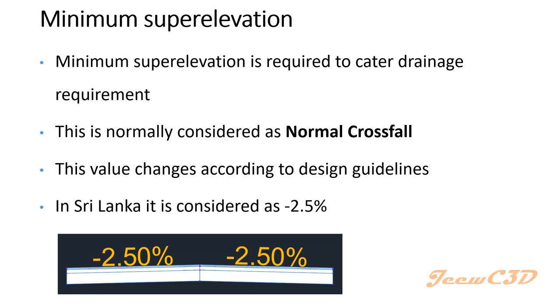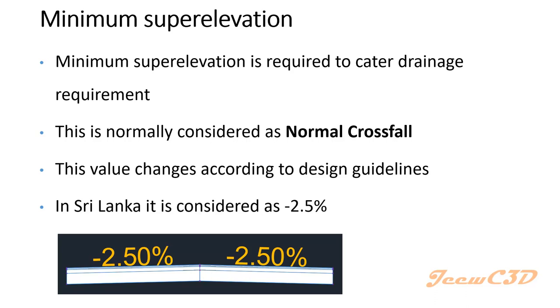The minimum super elevation is used to cater to the drainage requirement. When you are constructing a road, you need to ensure that no water is retained on the road when it is raining or in wet conditions. The water which comes on top of the road has to be drained out. It cannot be retained or stay on the road until it dries out. So the minimum super elevation is selected to cater to the drainage requirement. In Sri Lanka, the minimum super elevation is 2.5%.